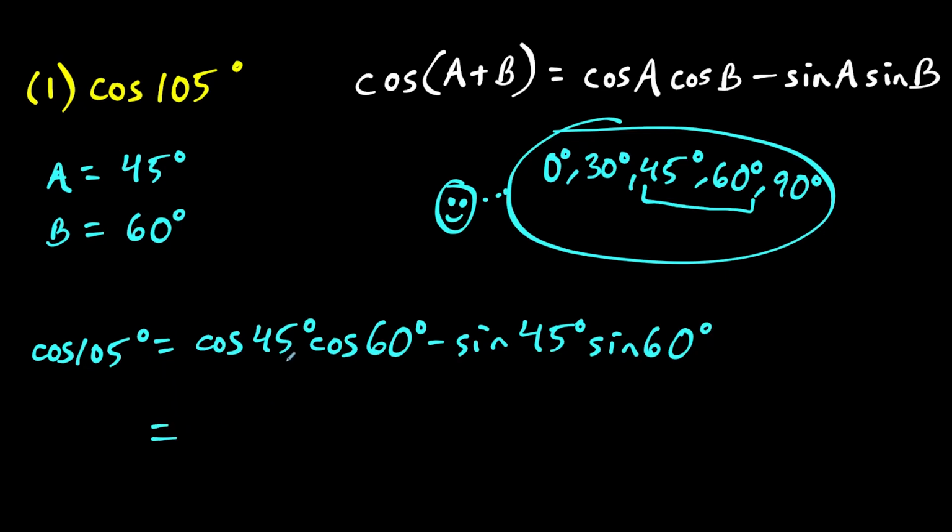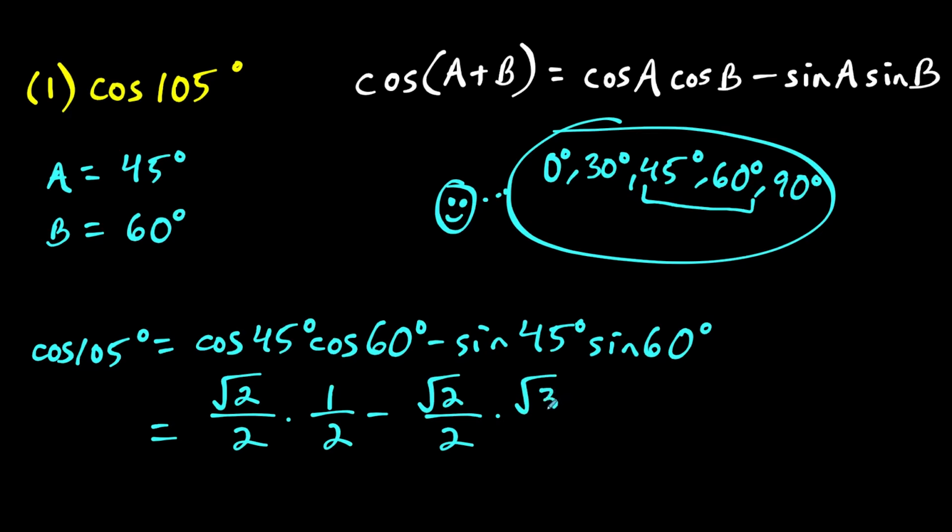And when we go forward with this, we just have to know cosine of 45 degrees is equal to square root 2 over 2, times cosine of 60 degrees is equal to a half, and then we have minus sine of 45 degrees is square root 2 over 2 times sine of 60 degrees is square root 3 over 2. So now we just have to simplify this.